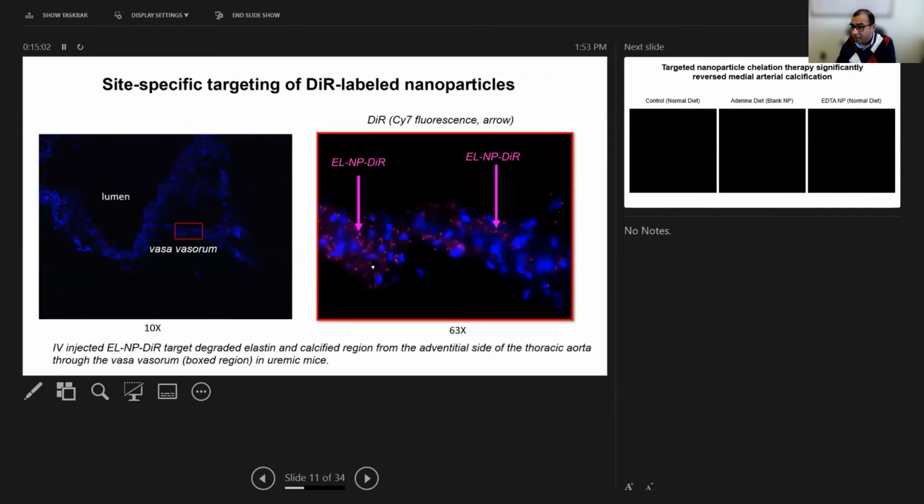So basically, this is the first result of the first experiment where we loaded the nanoparticle with a fluorescent dye, which fluoresces in the infrared, Cy7 fluorescent range. So you can see the pink color here is the dye. This is the vascular wall, and this is the vasa vasorum. What we have found is that our nanoparticles are actually coming from the vasa vasorum side. So they're not entering from the blood, although we did the intravenous tail vein injection. We're finding that these nanoparticles are finding their way to the artery through the vasa vasorum. As you can see, a lot of these nanoparticles are being accumulated in the adventitial side of the vasa vasorum of the vessel wall.